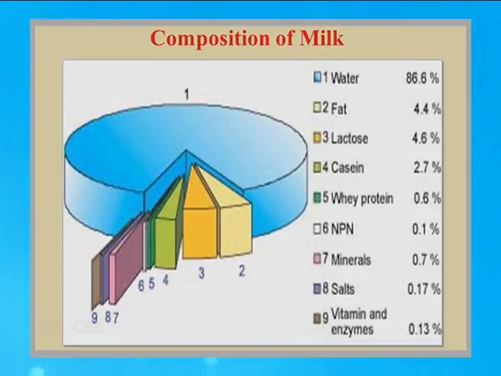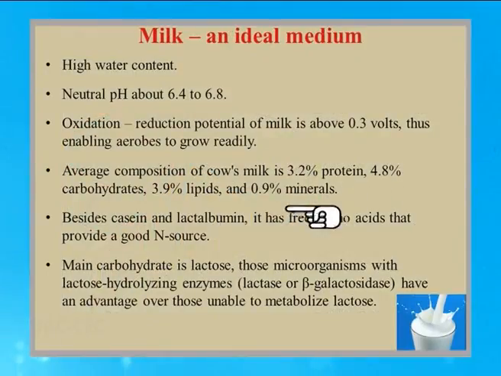A lot of other things are there in the milk. Besides casein and lactoalbumin, it has amino acids, which are again a very good source of nitrogen. The main carbohydrate present in milk is lactose. Therefore, milk is a good substrate for those bacteria which are able to ferment lactose. However, those bacteria which are not able to ferment lactose do not spoil the milk because they are not able to grow in milk.